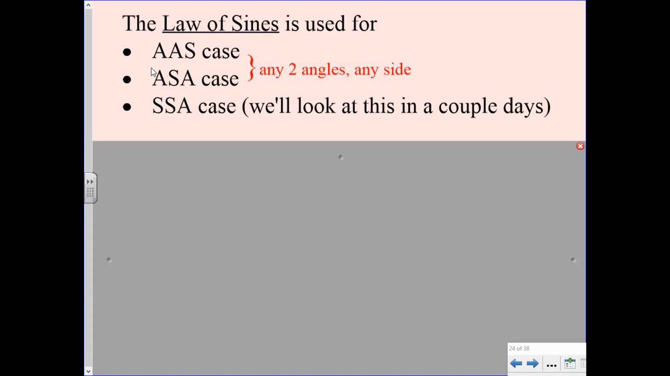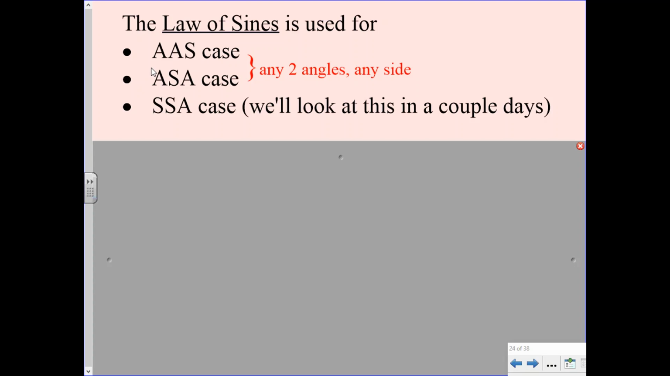Hello and welcome back. Today I want to start talking about some other ways to solve triangles that do not have a right angle in them. In other words, not right triangles. The first couple cases we're going to look at are when you're given any two angles and any side. I'm going to call that the AAS or the ASA case, kind of back from geometry and when you proved triangles congruent back a couple years ago.